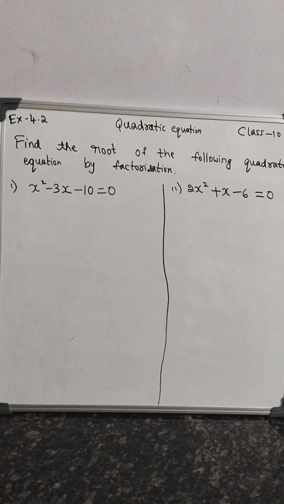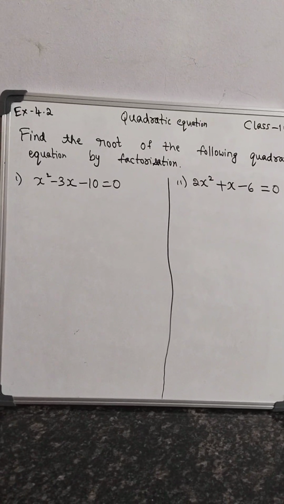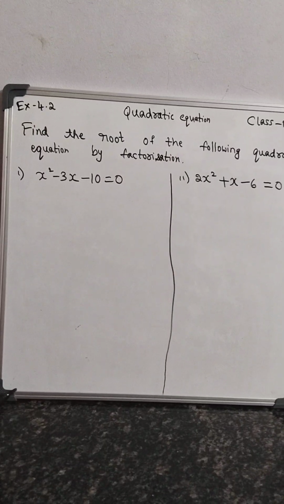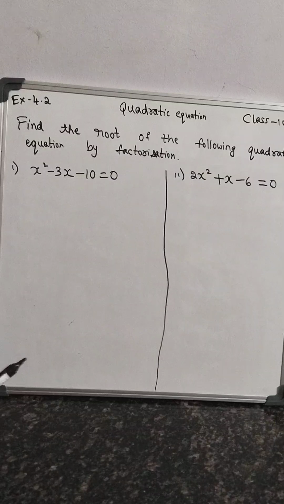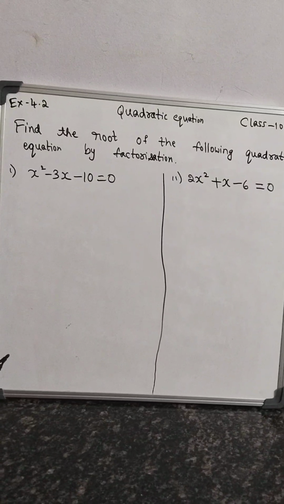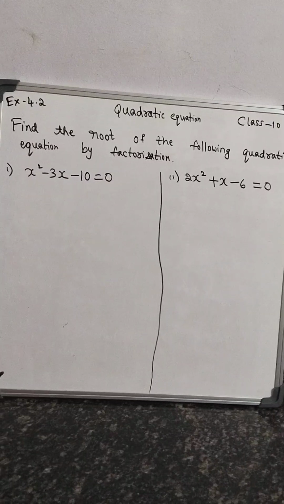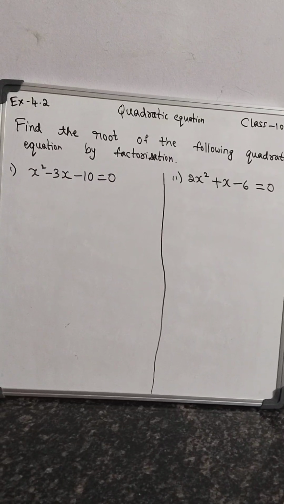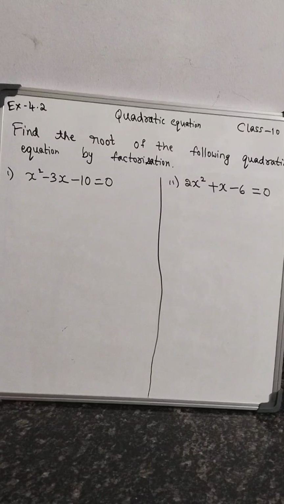Hi students, today's topic is find the root of the following quadratic equation by factorization. So they are given the quadratic equations. We have to find the roots by factorization method. Another name for factorization method is splitting the middle term. Quadratic equation will have two roots. So let us solve the problem.